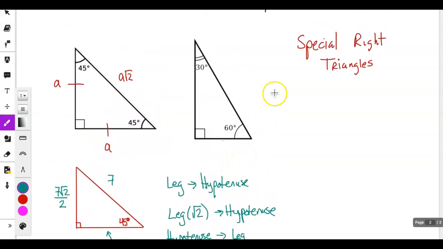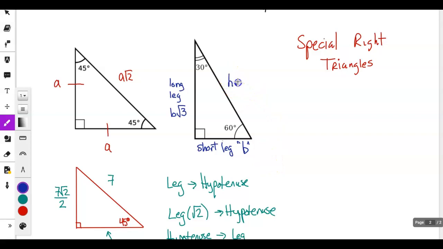Now the other type of special right triangle is a 30, 60, 90. That one's a little more difficult to think about because none of the legs are equal. We call the side opposite the 30-degree angle the short leg, and the short leg is always given the letter B. To go from the short leg to the long leg, this side right here, you take the short leg, which is B, and multiply it by root 3.